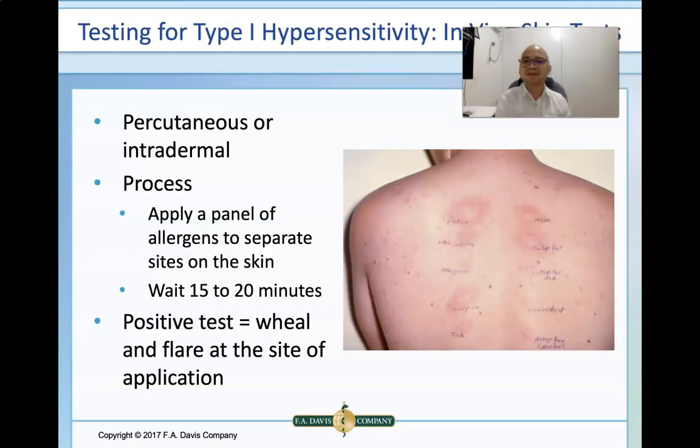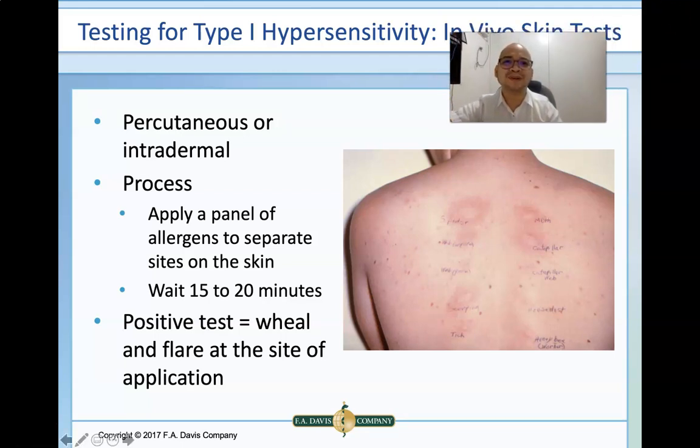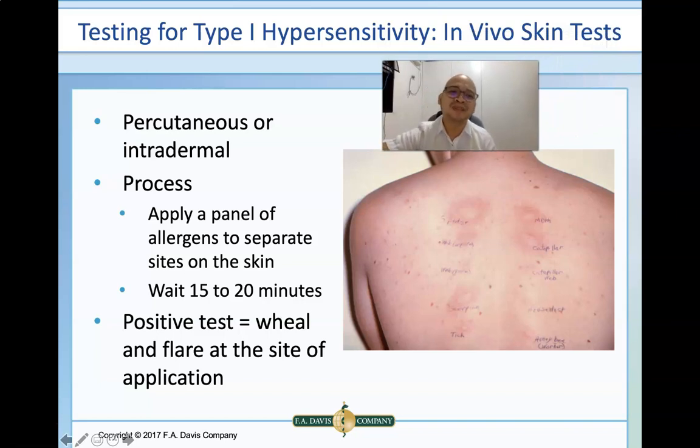Okay, so how do we know if you're allergic to certain things? This is the time that we will be doing the so-called in vivo skin testing. Here it can be done either percutaneously or intradermally. You apply a panel of allergens to different sites on your skin, and since it is a type 1 hypersensitivity reaction, all we have to do is wait between 15 to 20 minutes, and a positive result is the wheal and flare at the site of allergic reaction.